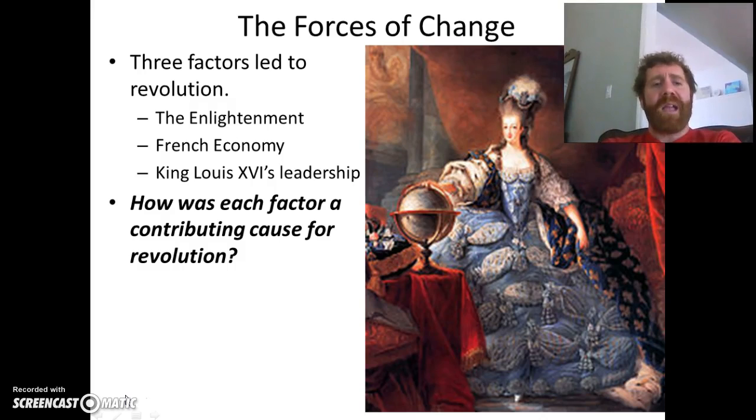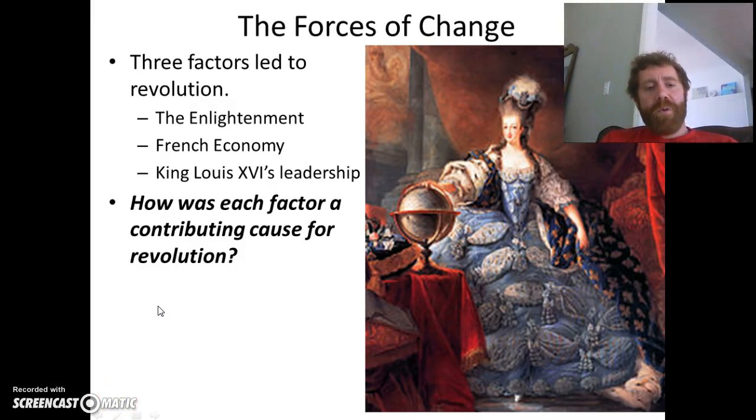So three forces of change that really led to the French Revolution. The first one was the Enlightenment, and we will talk momentarily about some of the ideas of the Enlightenment and how they were a contributing cause for revolution. The second factor was the French economy. On paper, it looked strong, but there were some underlying weaknesses to the French economy that King Louis XVI is going to have to deal with. And that brings us to our third cause for revolution, King Louis XVI and his leadership or lack thereof. So we will look at each factor in a little bit more detail and how they contributed to the French Revolution.